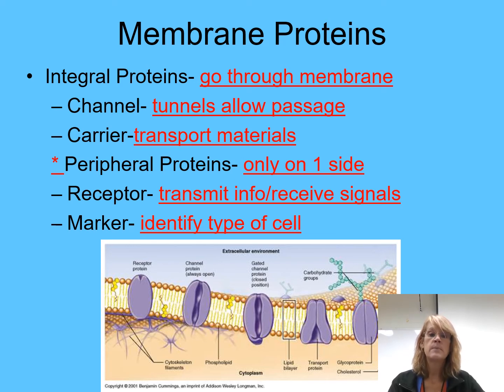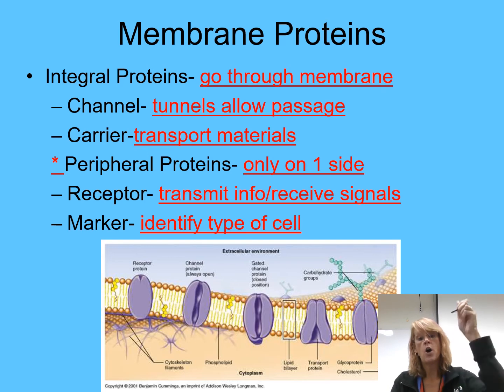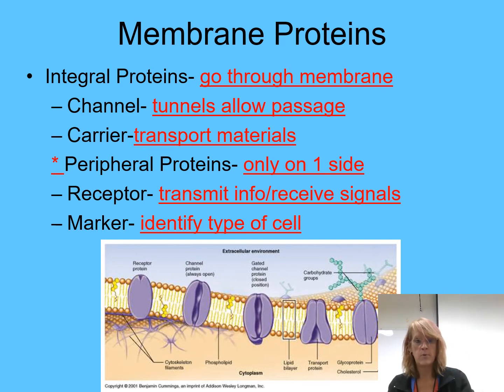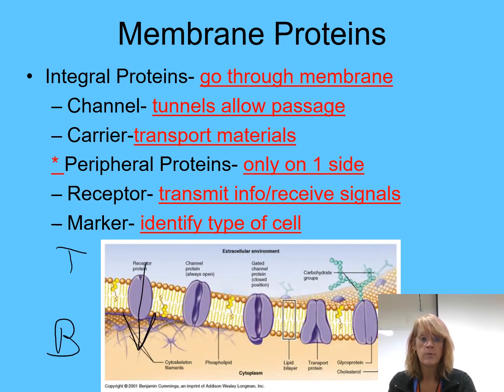In the case of our plasma membrane, we divide the proteins up into two groups. You have what we call integral proteins, and you have what we call peripheral proteins. In this picture, these 5 purple blobs are all examples of integral proteins. Integral proteins will go all the way through the membrane. So you can see here, we've got the top of the membrane, we've got the bottom of the membrane, and this protein goes all the way through. These are what we call integral proteins.